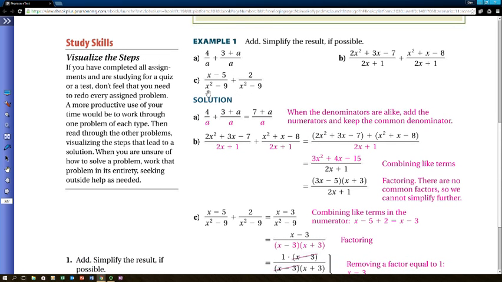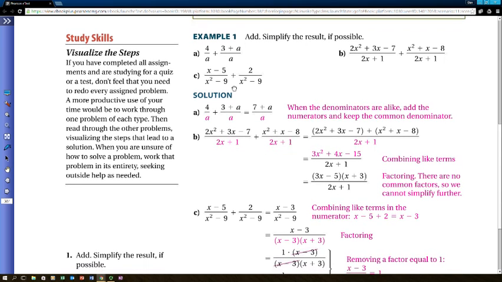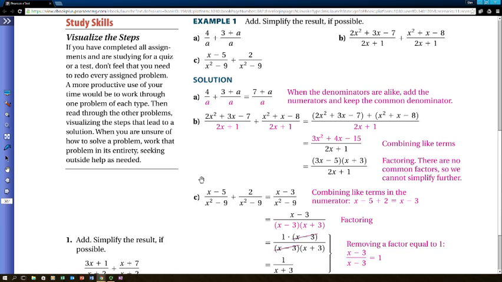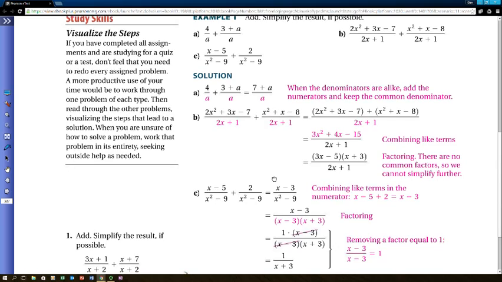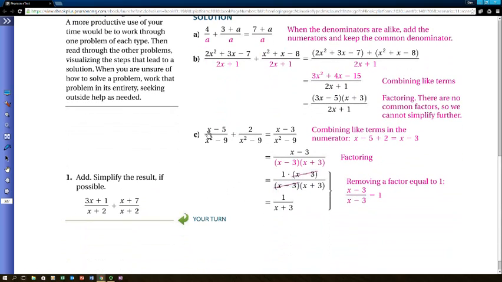I'd say, yeah, that's easy to factor. That's a difference of squares. That's x plus 3 times the other binomial, x plus 3, and so on both of these. But there's no real advantage to doing that. When I have the same denominator, just like in this example down here, I just add their numerators, like C here.